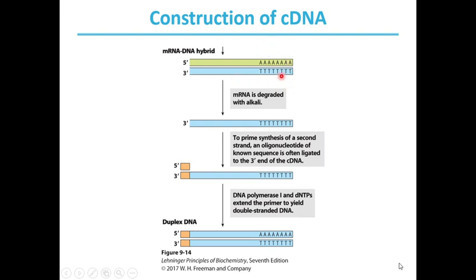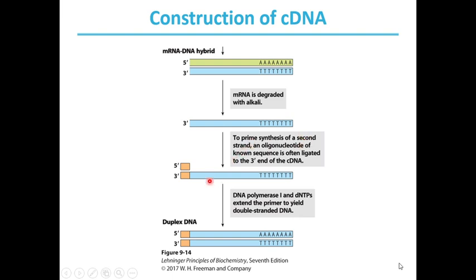Once the hybrid strand is made, the mRNA portion of this hybrid, which is the green portion, is degraded with alkali. And this results in just the DNA strand, which is from 3' to 5'.